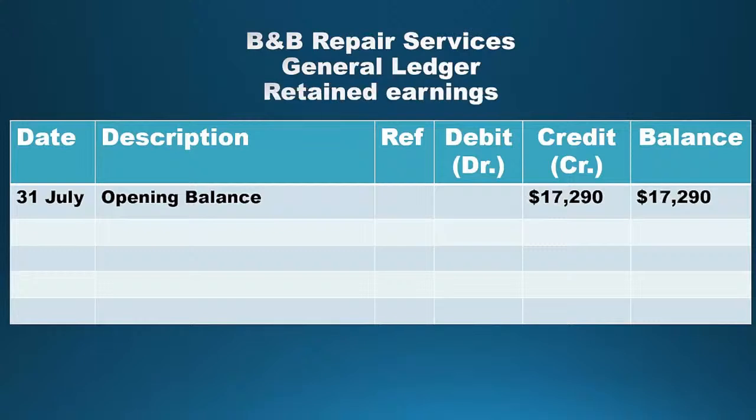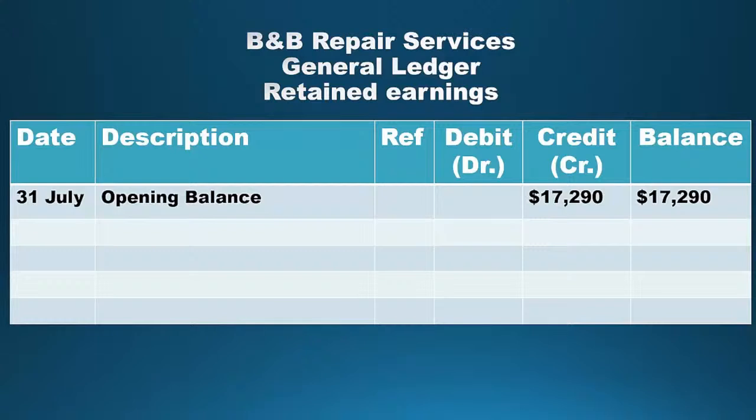12. Retained earnings. Retained earnings represents the accumulated profits of the company that haven't been paid out as dividends. As of July 31st, the balance is $17,290. Retained earnings is an equity account, so this opening balance is recorded on the credit side of the ledger.